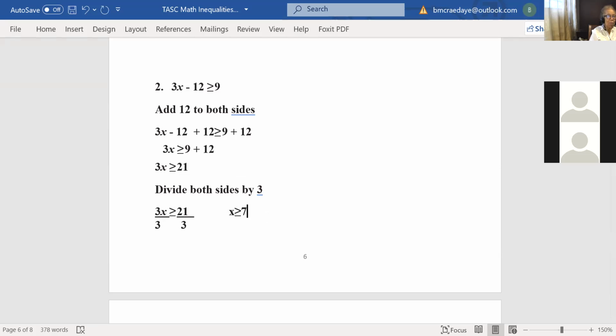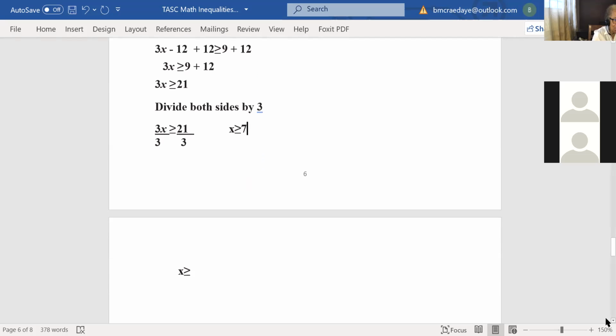Now, does that work? Take the 7, substitute it back for the x. What's 3 times 7, Maureen? 21. What's 21 minus 12? 21 minus 12 is 9. So it is greater than or equal to 9. So we see that that's correct. All right.